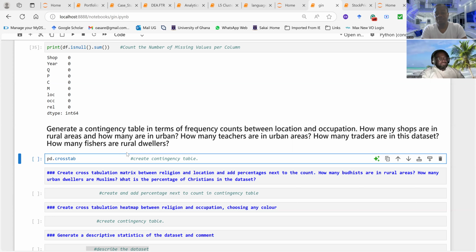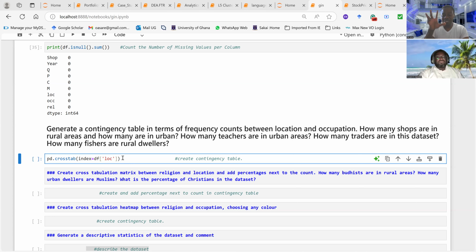You do pd.crosstab and then you put brackets, and inside the bracket you are going to give your index. So you type index equal to, and then we identify the index. Remember, we are looking at location. So you type the name of the data set and then put the location there, LOC, like this.